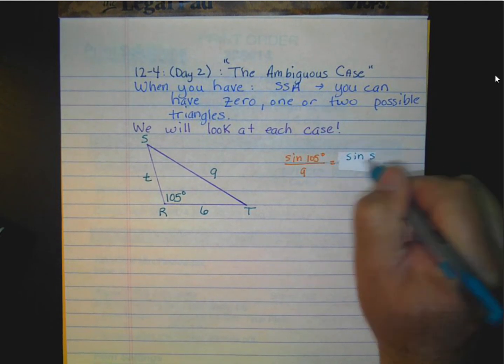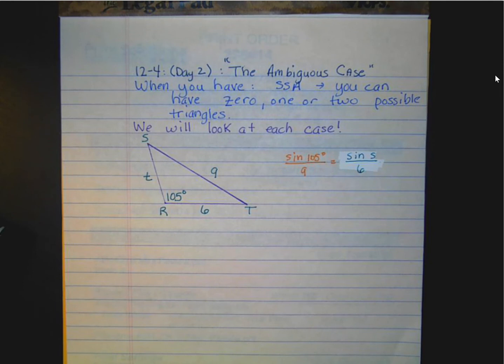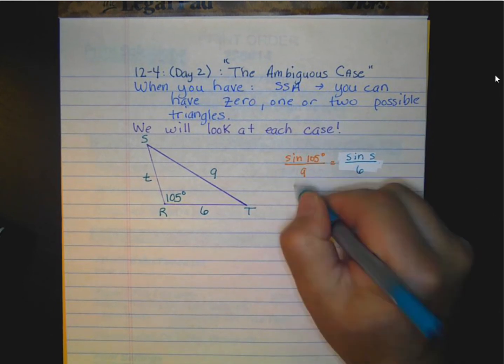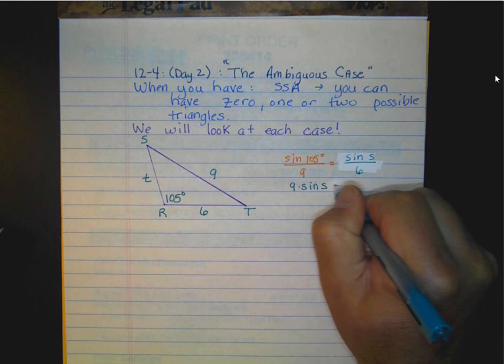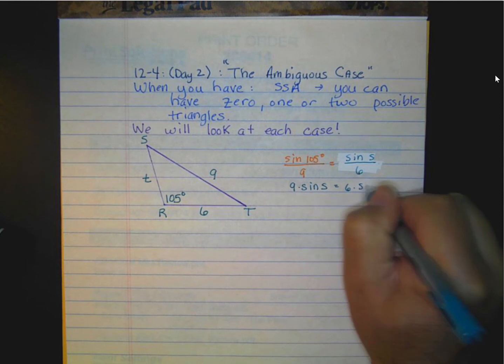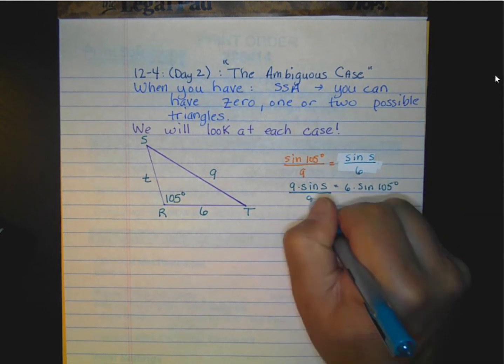And ignore that white out right there. I didn't make a mistake and start over. Okay, now I'm going to go ahead and solve this. So 9 times sine of s equals 6 times the sine of 105, divided by 9.